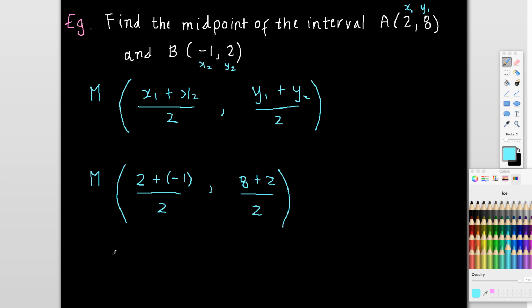Now we need to evaluate. This one is going to be, so 2 plus negative 1 is take 1. We're left with a half. And 8 plus 2 is 10, 10 on 2, 5. So we've actually got an x value of a half, which would be halfway between the 2 and the negative 1. Yes, that makes sense. And between 8 and 2, the middle point of those two numbers is 5. So, of course, that makes sense as well.